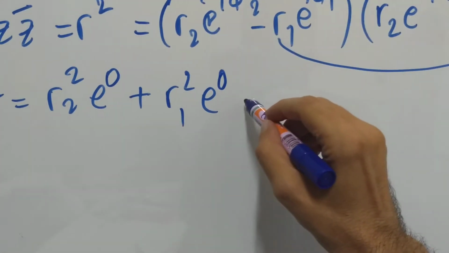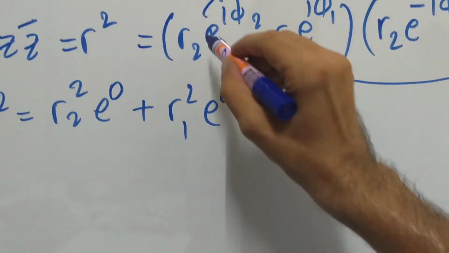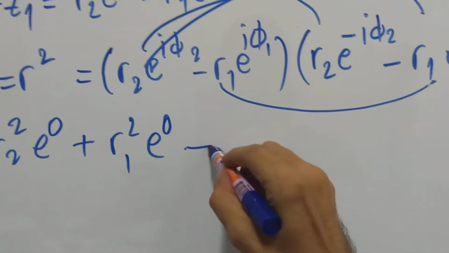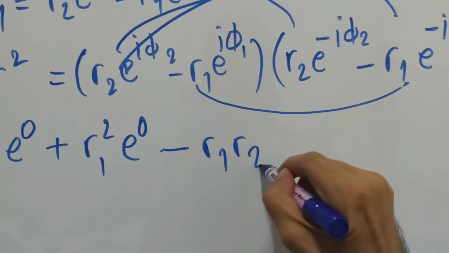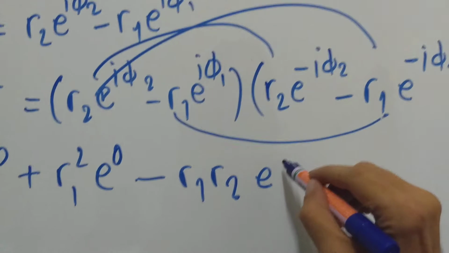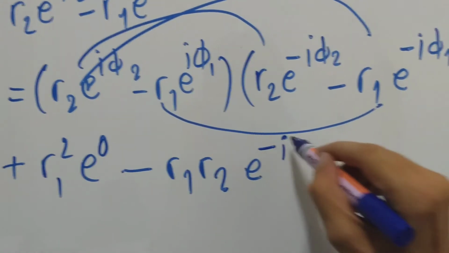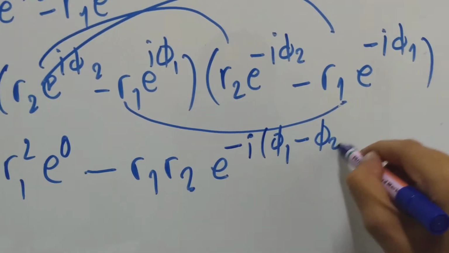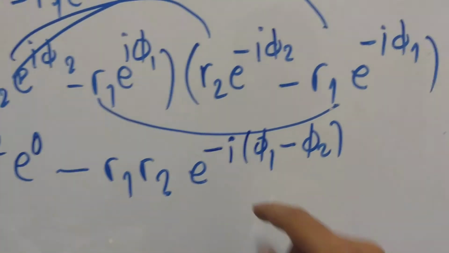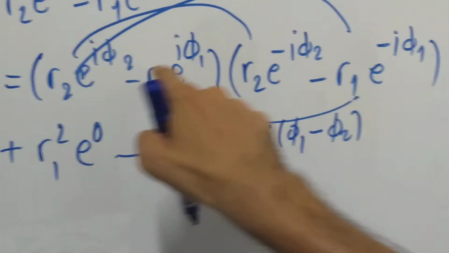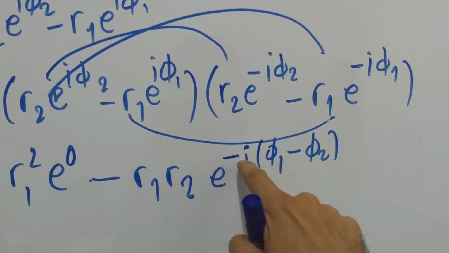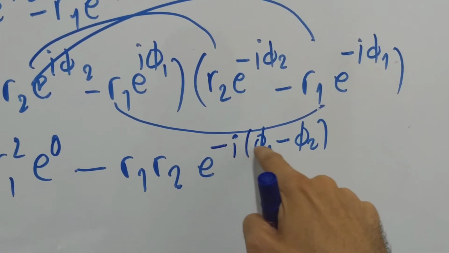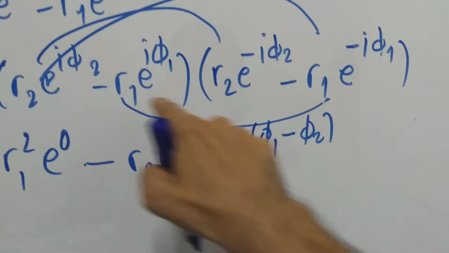Great. Okay, now, next. This times this. I get minus r1 r2 e to the minus i phi 1 minus phi 2. You see? Let's look at this carefully. This times this. If I distribute this minus here, the two minuses cancel out, and I get that.